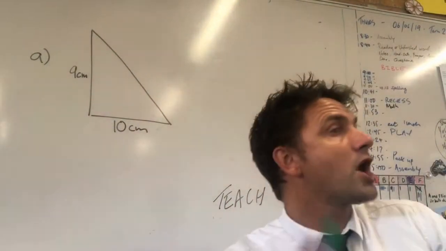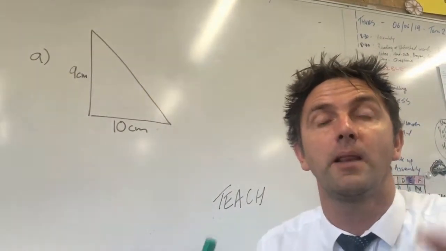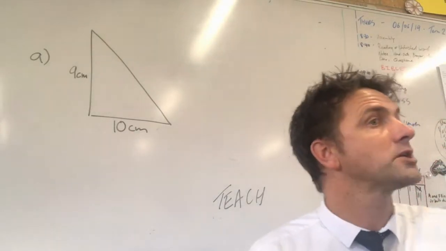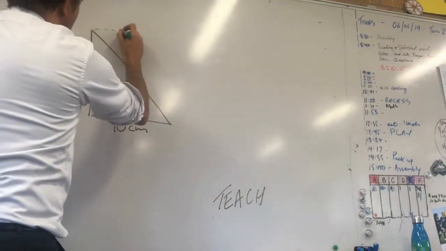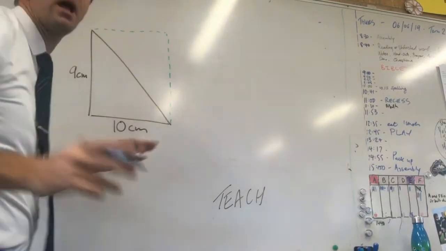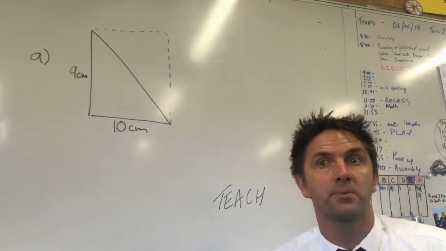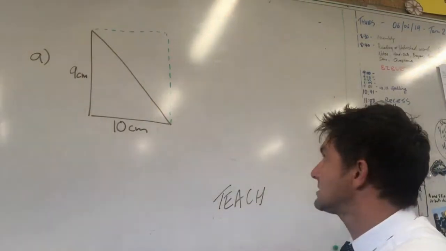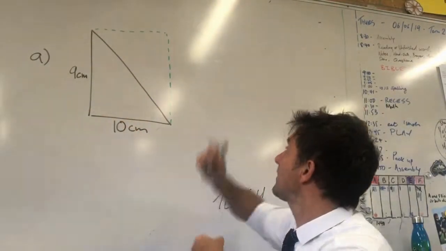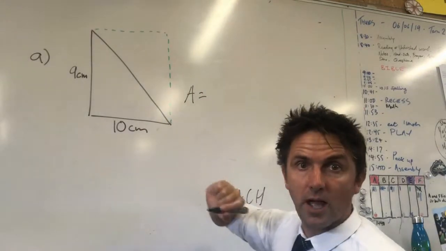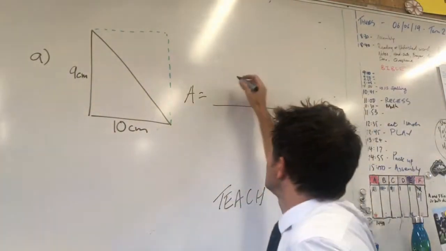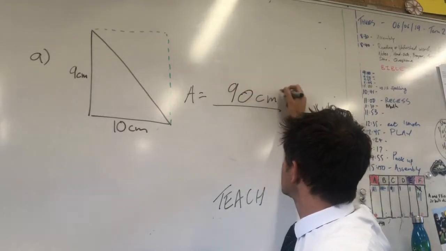Here's the thing, guys. There's no special rule for finding the area of a triangle. There's not a different sort of trick we use. What we actually do is we pretend that we're just measuring a rectangle. So to find the area, you go 9 times 10, which is 90. So the area is 90 centimetres squared.